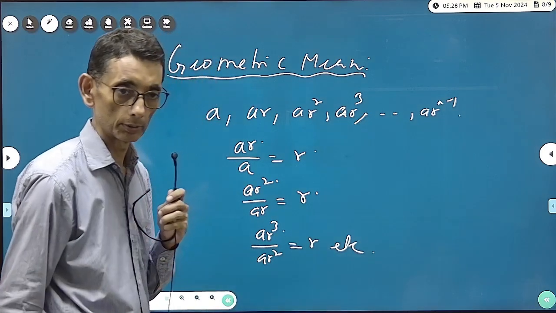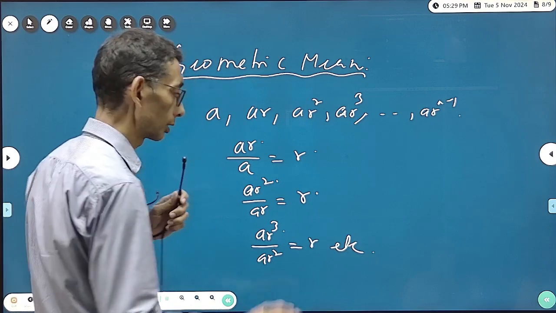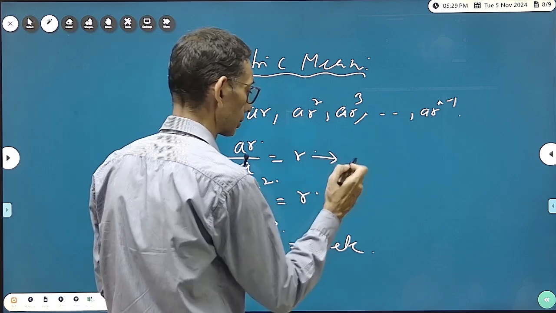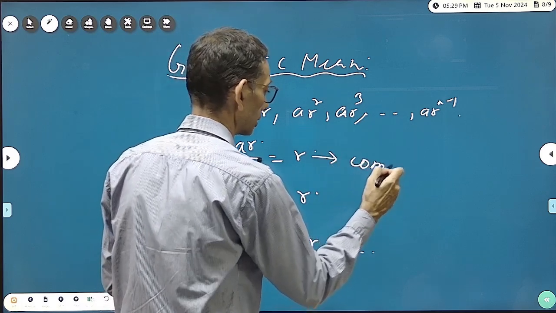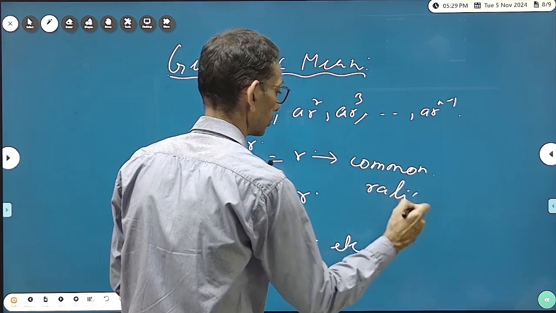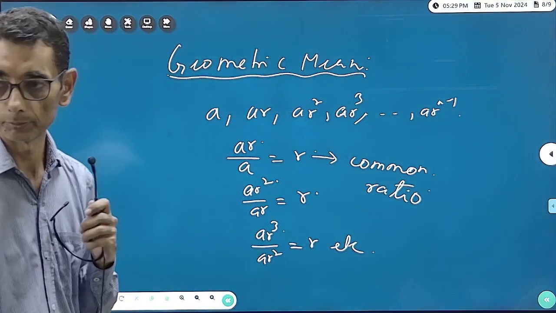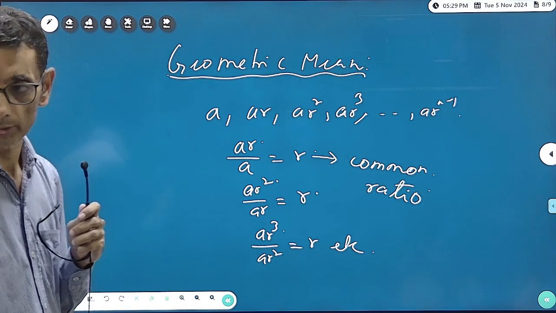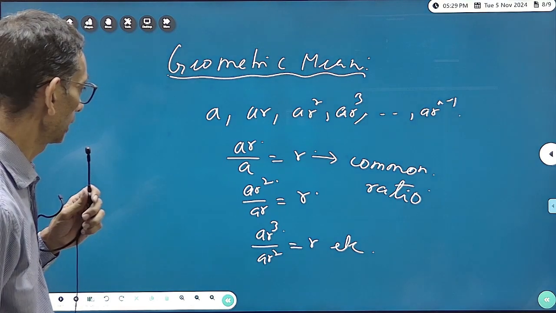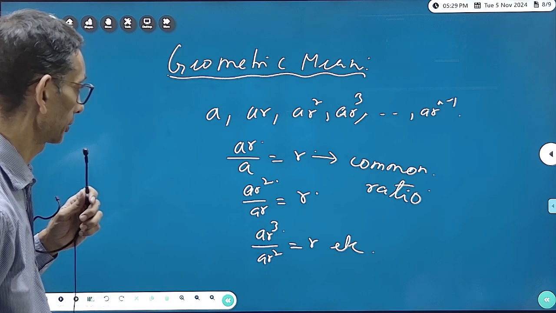So what is this R called? Ki kom R to? Common difference no hoy. Difference mane minus, or division mane ratio. It's a common ratio. Etu koi common ratio. Right? Etu kobo common ratio. Done? Common ratio: AR by A, AR square by AR, AR cube by AR square, R is the common ratio.